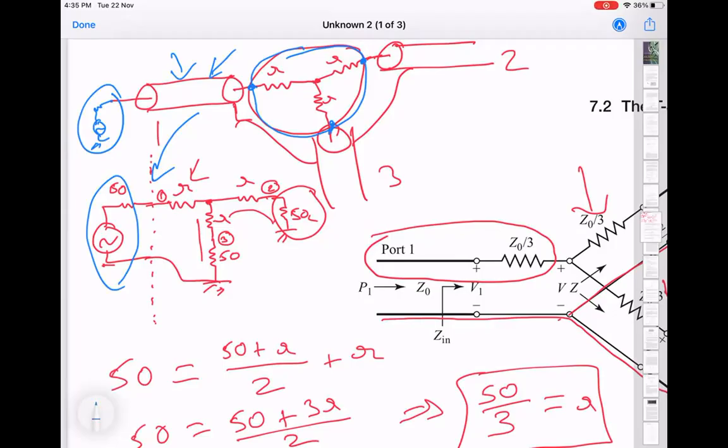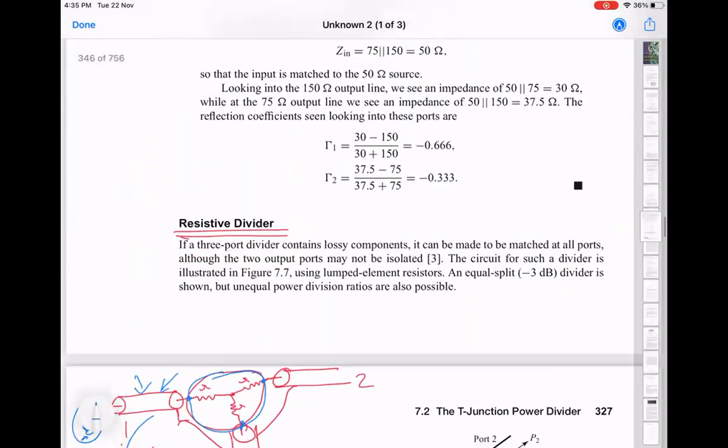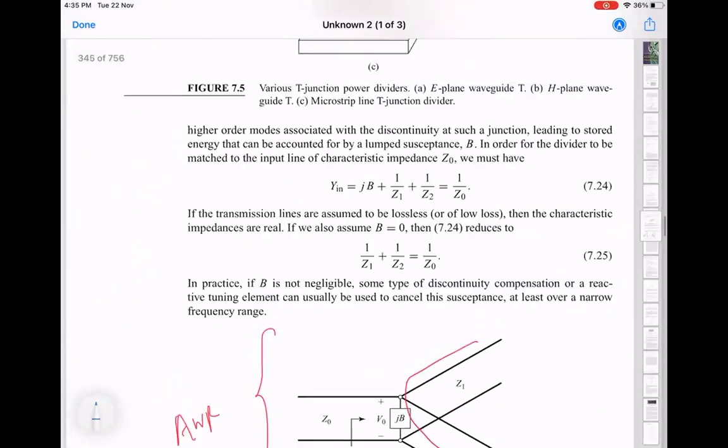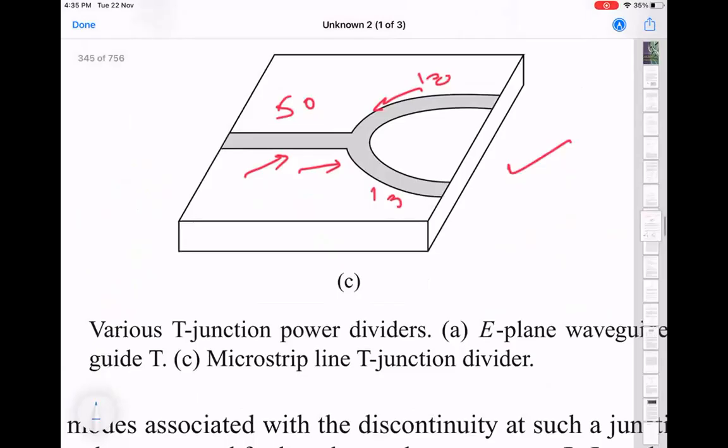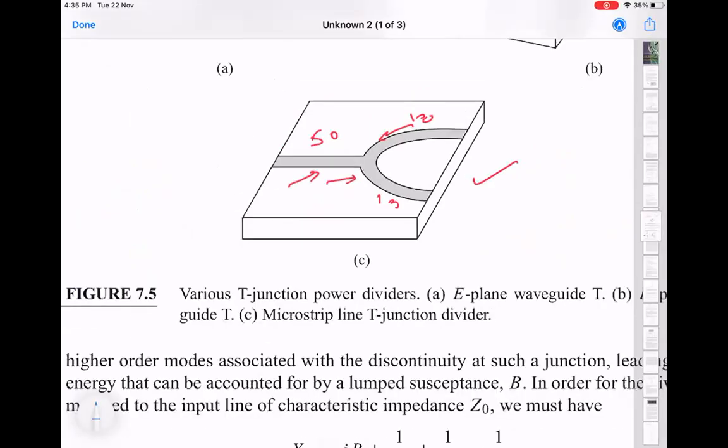Maybe where was that T junction thing here, right? Here. Let's actually think about how this would be constructed in practice. And let's say we want to use a microstrip design. So I'm just using this as a reference. I'm going to redraw this.